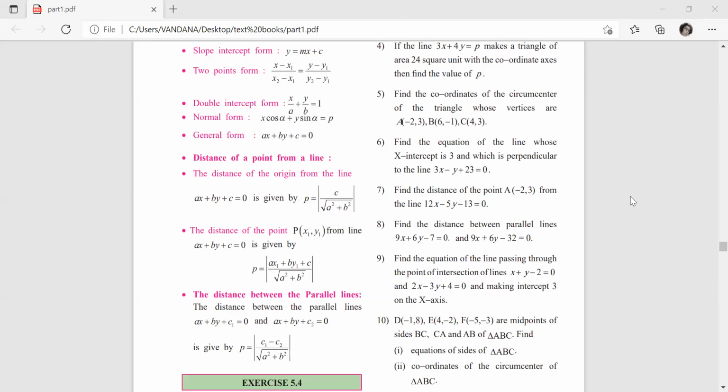Find the coordinates of circumcenter of a triangle whose vertices are A(-2, 3), B(6, -1), C(4, 3). This is question number 5, exercise 5.4. We have to find a circumcenter for the triangle.